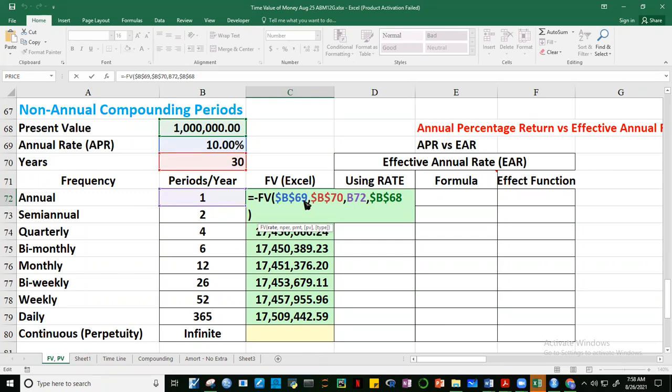So what we should do is divide this by the number of periods per year. And then our years, the N per, will also change depending on our compounding periods per year. As we said earlier, if annual, it's only 30. But if semi-annual, we compute 60 times.